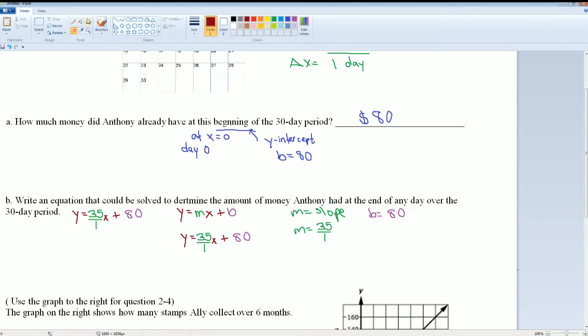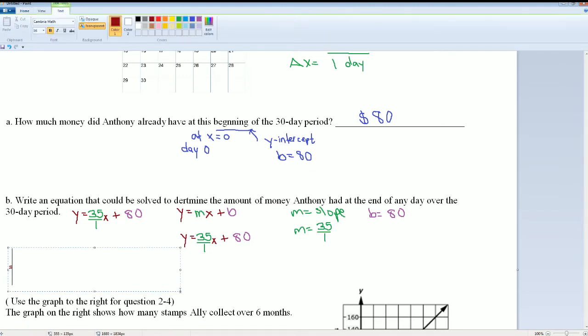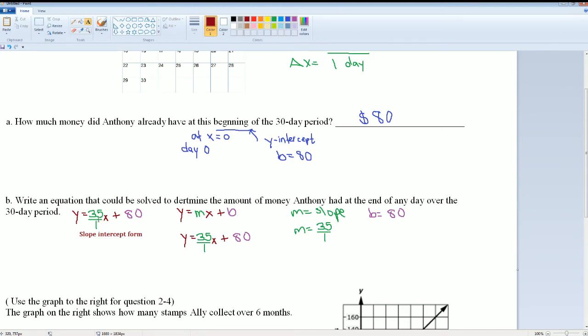Notice all we needed here was your slope-intercept form. This is your slope-intercept form. Please understand where I'm getting this equation. This is y = mx + b.